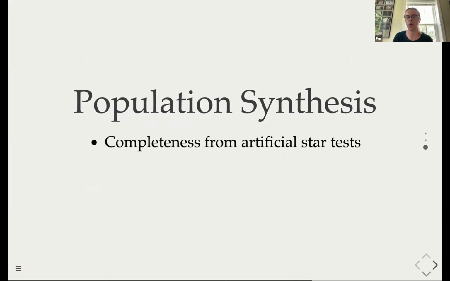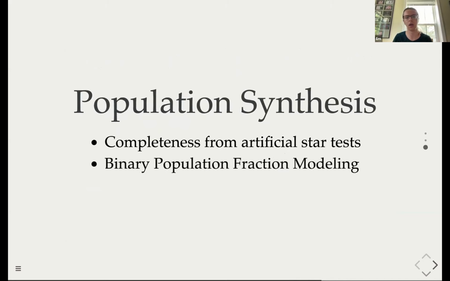But like you would expect from any population synthesis code, it can measure completeness and uncertainties from artificial star tests if they're available. It can do binary population fraction modeling and mass function modeling. So the things that you would expect from a population synthesis suite.